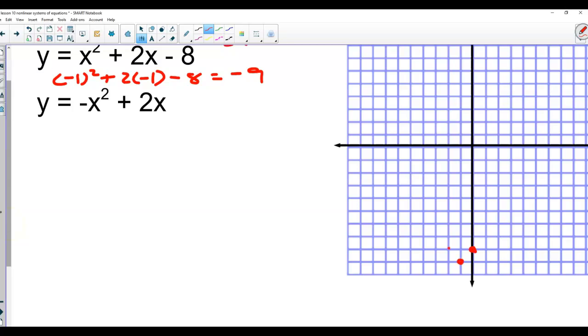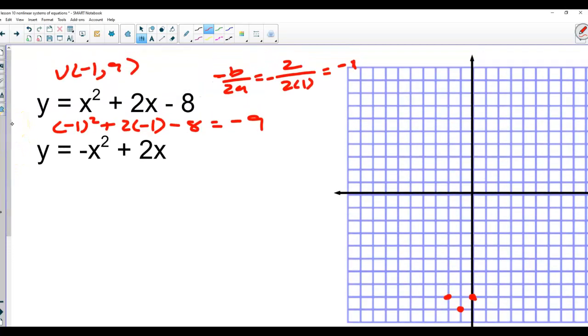And I know 0, negative 8, and negative 2, negative 8 are going to be points as well.